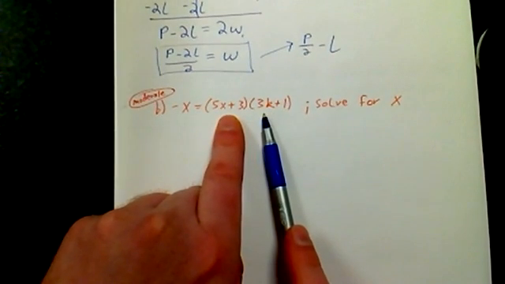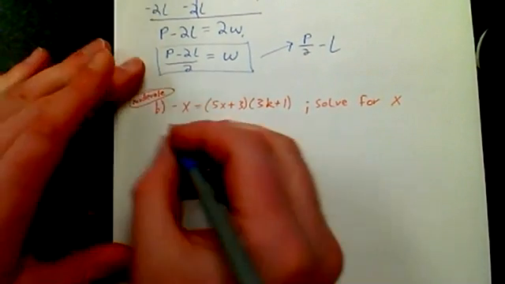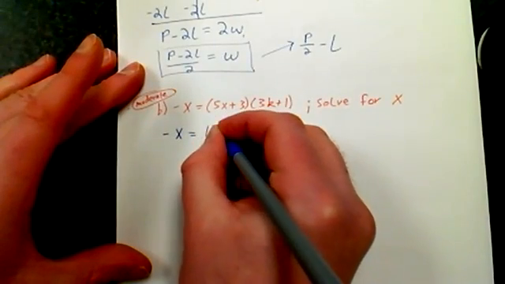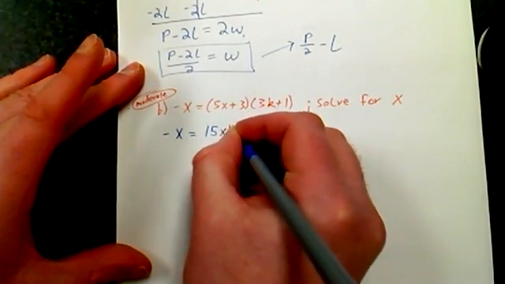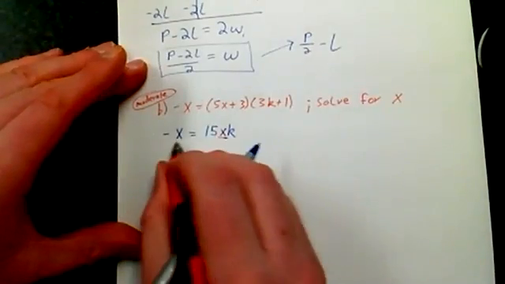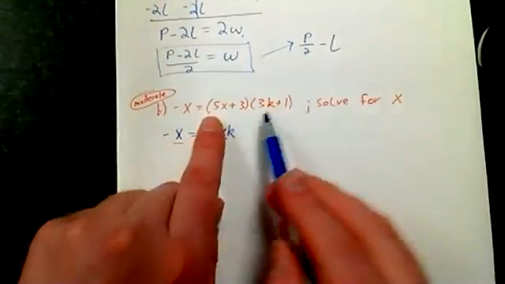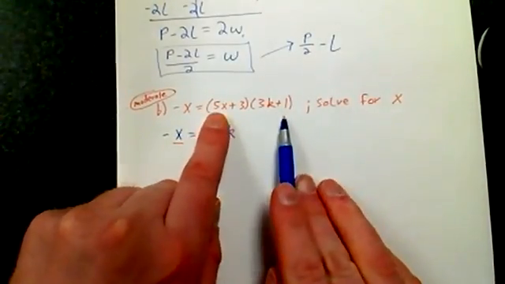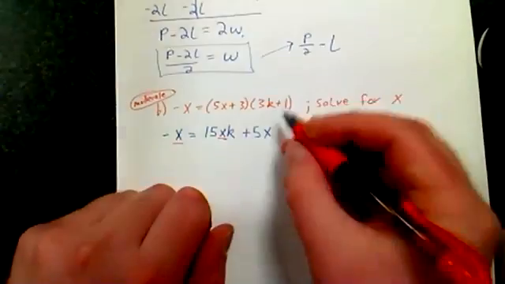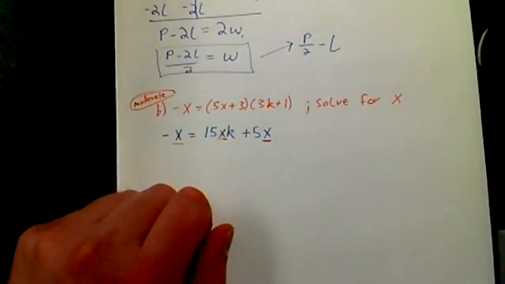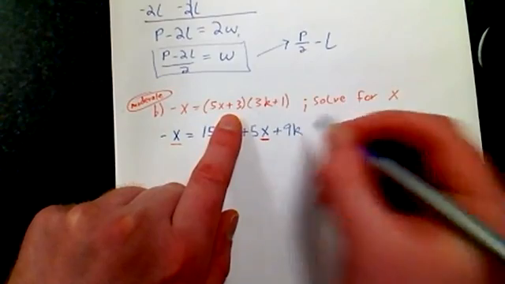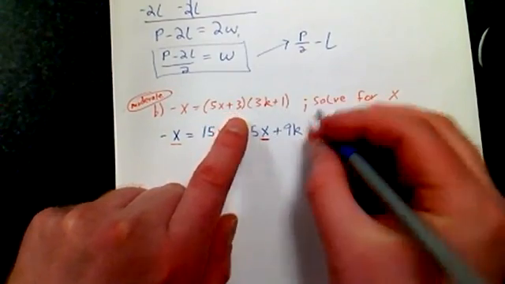Well, we can FOIL it, right? If you remember from your algebra. So that's what I'll do first. Negative x equals, this is going to be 15xk, okay? And keep in mind, we're going to end up trying to get all the x's together. So that's from the first. The outer, 5x times 1, is positive 5x. So once again, there's another x we have. The inner for the FOIL is 9k. And the last is 3.